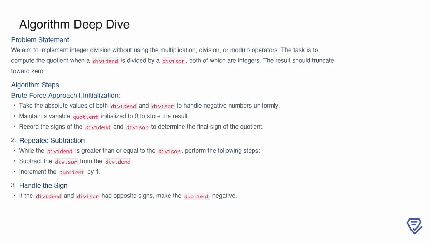Next, we use a repeated subtraction approach. As long as the dividend is greater than or equal to the divisor, we subtract the divisor from the dividend and increment the quotient with each operation. Once this loop completes, we determine the final sign of the quotient. If the dividend and divisor initially had opposite signs, we make the quotient negative. This step ensures that the sign of the result is accurate according to the rules of division.